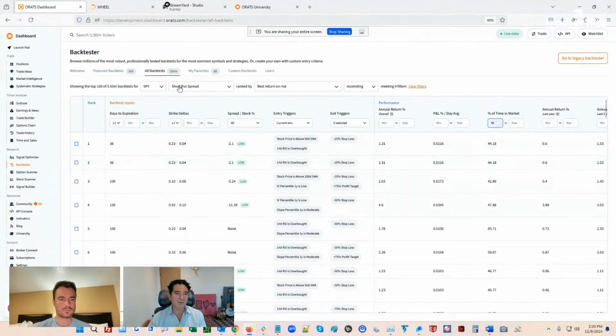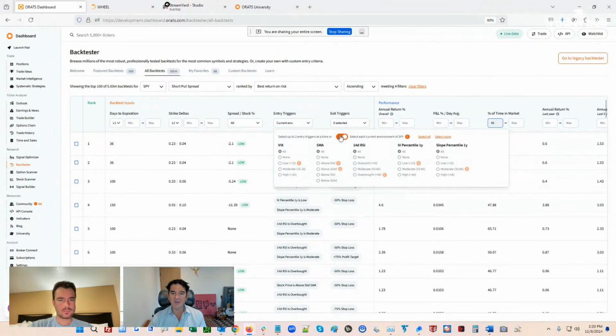So what do we see? So I want to look for a short put spread. This might be something that I want to just trade on a daily basis, or always have on. So what are the good ones?